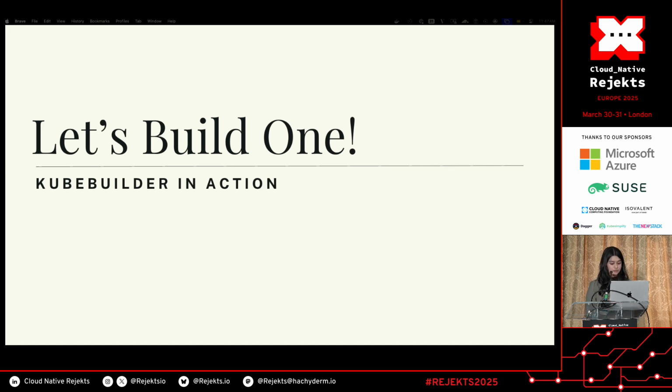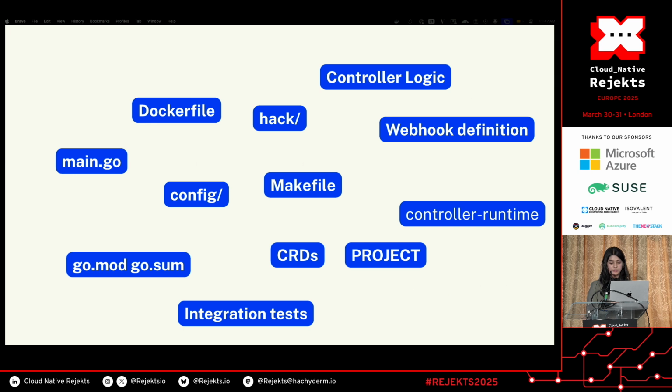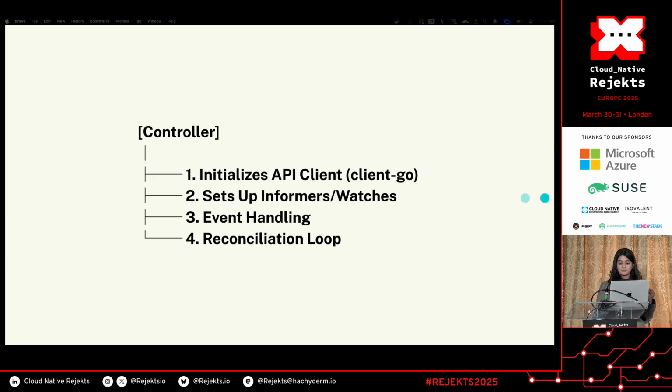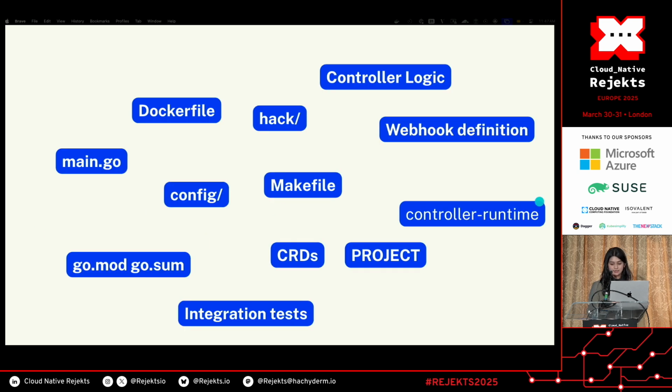But how do we build one? Writing controllers by itself is super complex, of course, because as you see there on the screen, manually writing controllers is like writing so many things. It's like writing a Dockerfile, Makefile, managing dependencies, adding so many files like controller and all those things. But this can be sort of automated by some really cool operator frameworks that we'll come forward with.